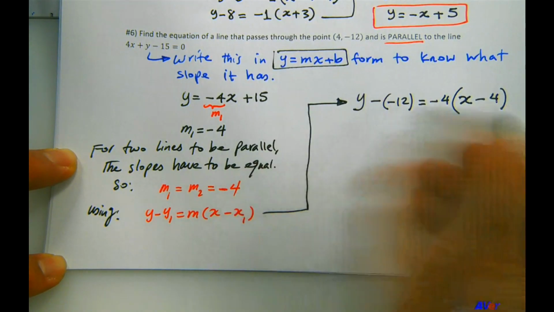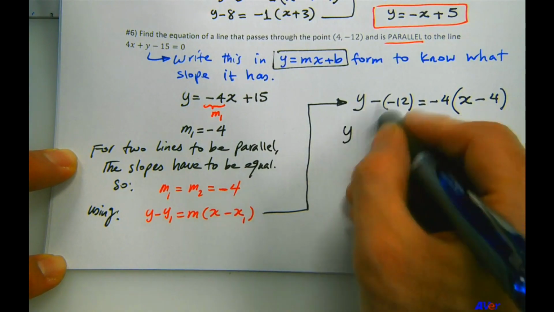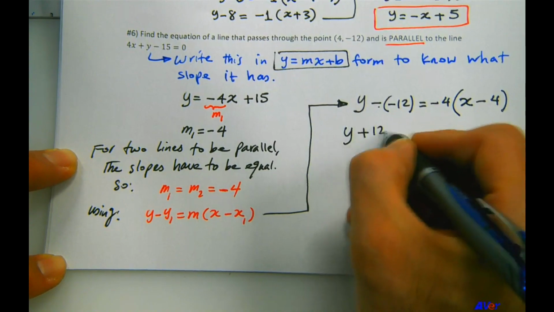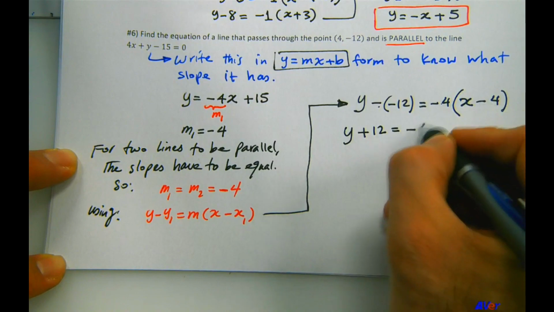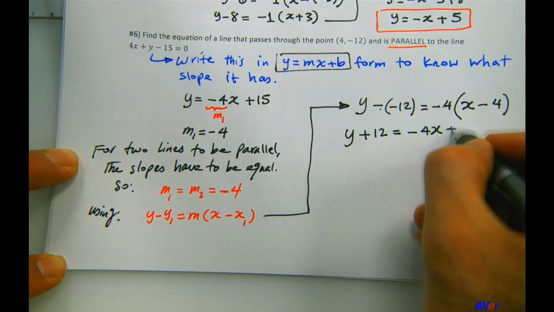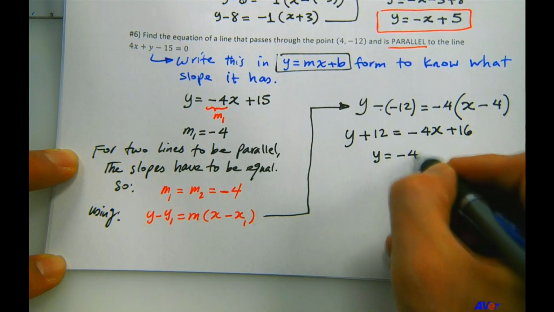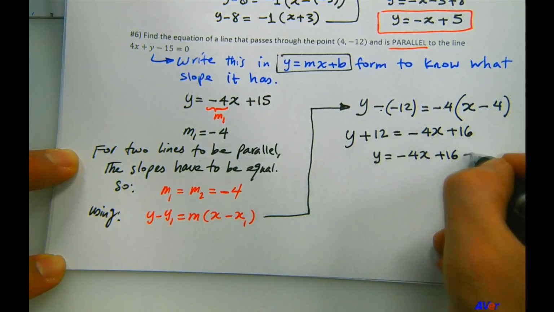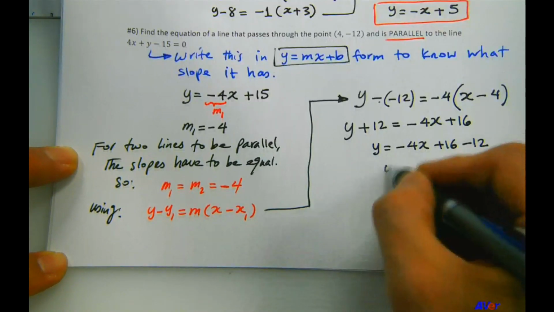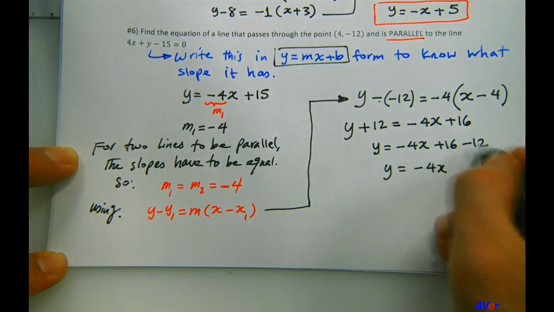So let's simplify and figure out what this equation is. So minus negative 12 is positive 12. Minus 4x distributed into this parentheses is minus 4x plus 16. Y plus 12 equals minus 4x plus 16. Move the 12 to the other side, it becomes minus 12. Y equals minus 4x, 16 minus 12 is positive 4.